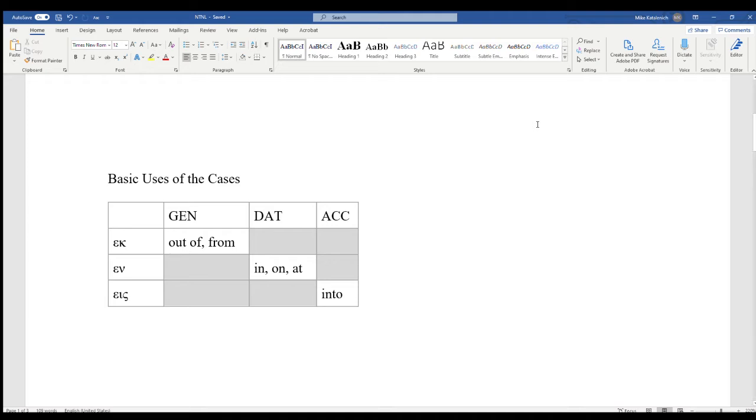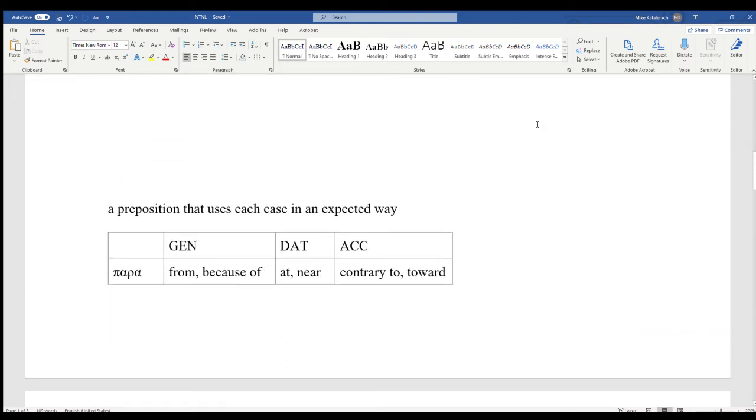A neat thing that Attic Greek does, though, is it lets some prepositions use more than one case. And sort of the big example that I always think of is para. Para can mean from or because of with the genitive, at or near with the dative, and the accusative can mean toward or contrary to.